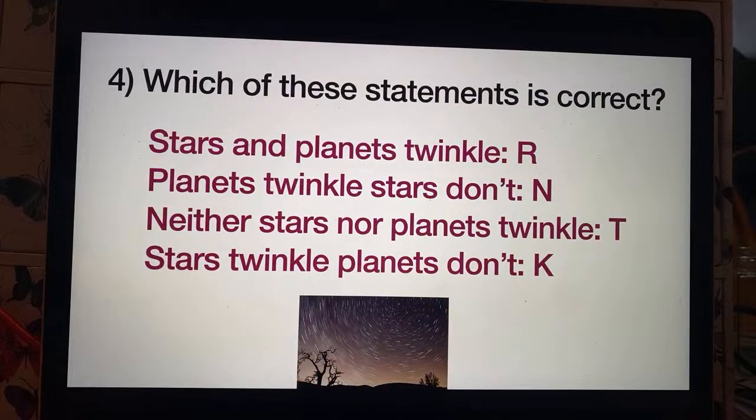Which of these statements is correct? Stars and planets both twinkle, write an R. Planets twinkle, stars don't, write an N. Neither stars nor planets twinkle, write a T. Or stars twinkle, planets don't, write a K. So if you think stars and planets both twinkle, write an R. If you think planets twinkle and stars don't twinkle, write an N. If you think stars and planets don't twinkle, write a T. And if you think stars twinkle and planets do not twinkle, write a K, a kicking K.